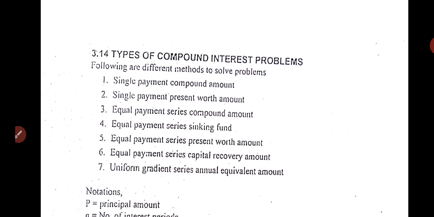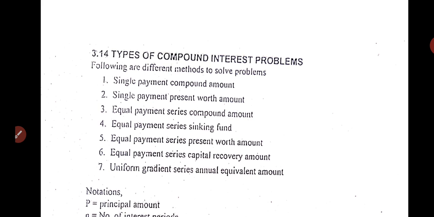Okay, so for this one problem is there, like if X wishes to have a future sum of 50 lakhs for his daughter's tuition fee 10 years from now, what is the single payment he should deposit now so that he gets the desired amount after 10 years? The bank gives 12% interest compounded annually. So this is the second one, single payment present worth amount.